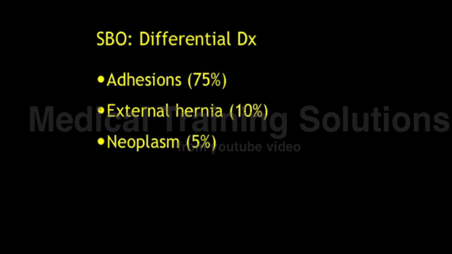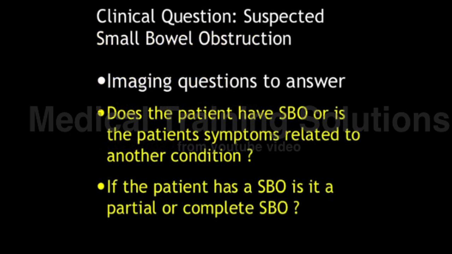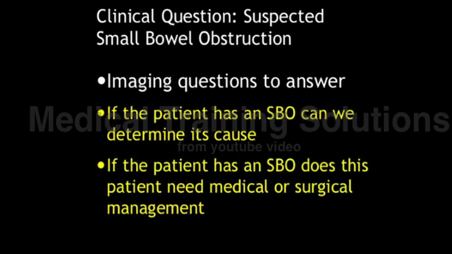So things we answer. Does the patient actually have small bowel obstruction, or is the patient's clinical symptoms related to something else? If the patient does have a small bowel obstruction, is it partial or is it complete? And if we do have a bowel obstruction, can we determine its cause, see the site of obstruction, and determine whether or not this patient can be managed medically or this patient indeed will need surgery?